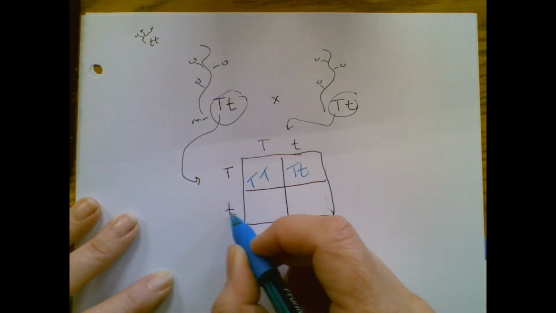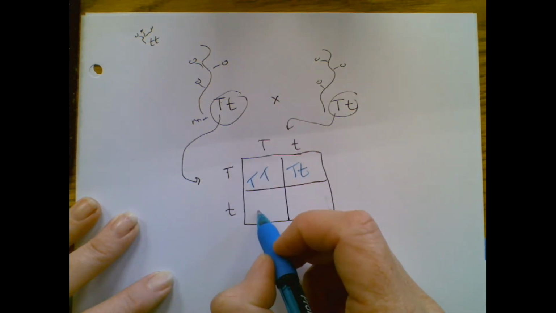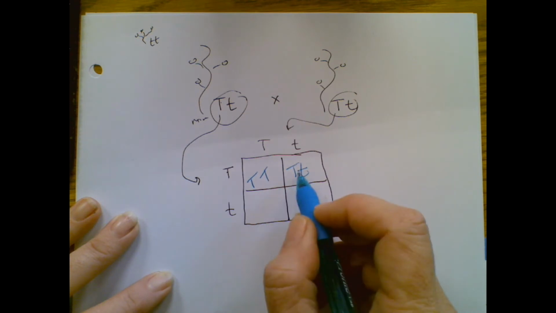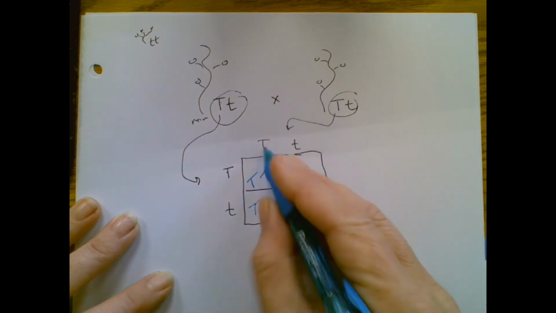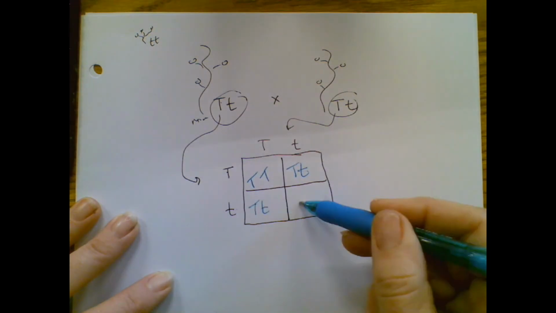This box, I have a little t and a big T. I have to put the big one first. Get in the habit of putting the capital first. And in this one, I get a little t and a little t.